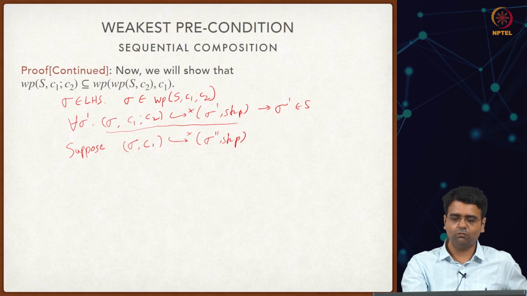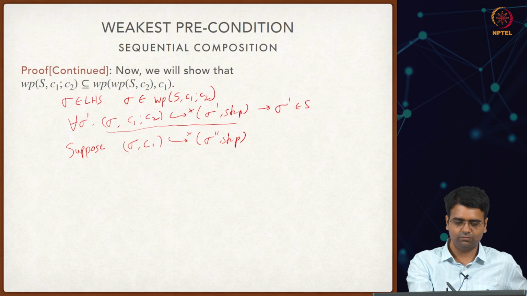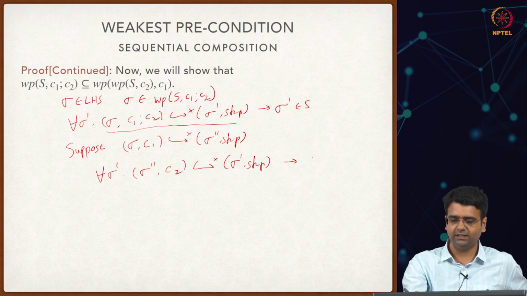Now what is it that I can say? Since I am reaching the state sigma double prime by executing C1, on further execution of C2 on this sigma double prime, I must be in a state which is in S. So for all sigma prime such that on executing C2 on sigma double prime I reach sigma prime, the state sigma prime must be in S.